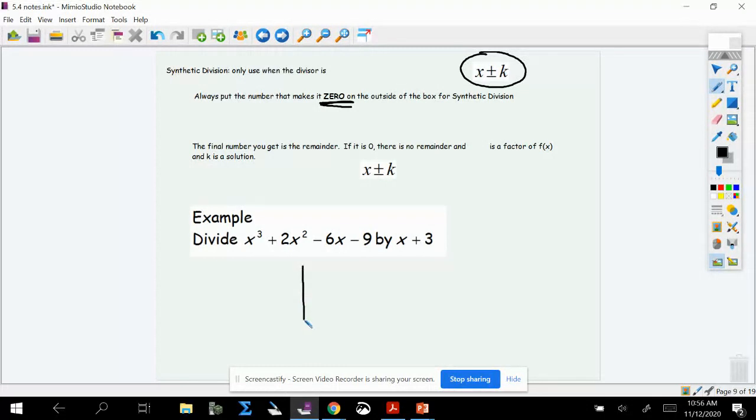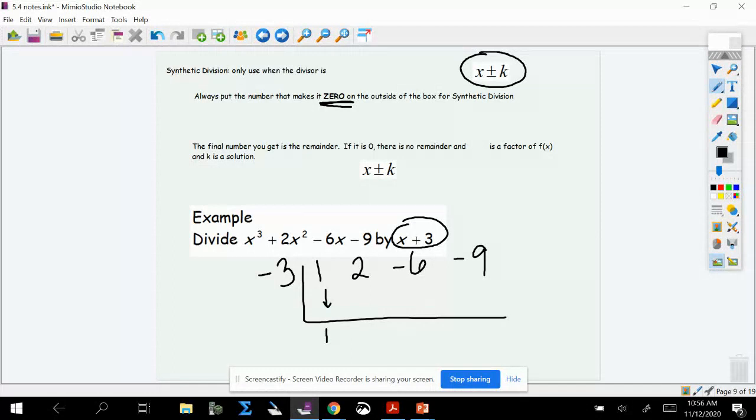So here we go. I'm going to write my coefficients. I have 1x cubed, 2x squared, negative 6x, and negative 9 is my constant. And I am dividing by x plus 3, so negative 3 is going to go outside of my box. The first number drops down. Then I multiply diagonally. I'm going to multiply negative 3 times 1. I get negative 3. And then I'm going to add that column together. 2 plus a negative 3 is negative 1.